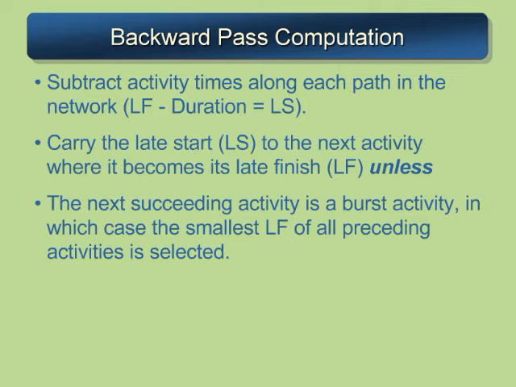So what you saw happen there in the backwards pass computation is we subtracted the activity times along each path of the network. We took the late finish minus the duration of the activity to get the late start. We carried the late start to the next activity where it became the late finish, unless the next succeeding activity is a burst activity, in which case the smallest late finish of all preceding activities is selected.